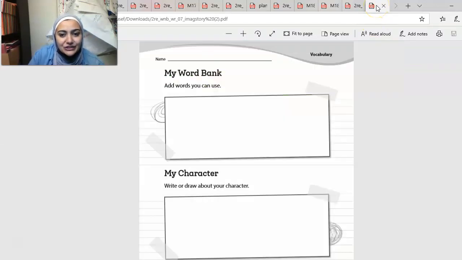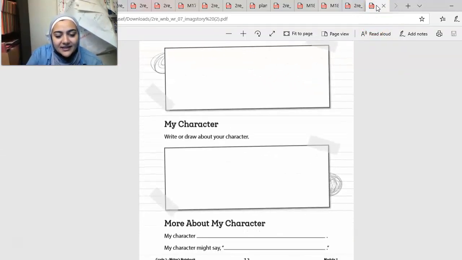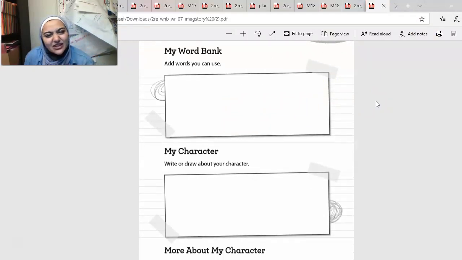And then what you're going to do is in your writing packet, you're going to have this paper. On the bottom, it says 7.2. It's page 7.2. It says my word bank. So you are going to add some words that you would include in your writing. So add words you can include in your writing. You're going to write those words down here. If you can have at least 3, that's okay. And then my character, you're going to write or draw about your character.